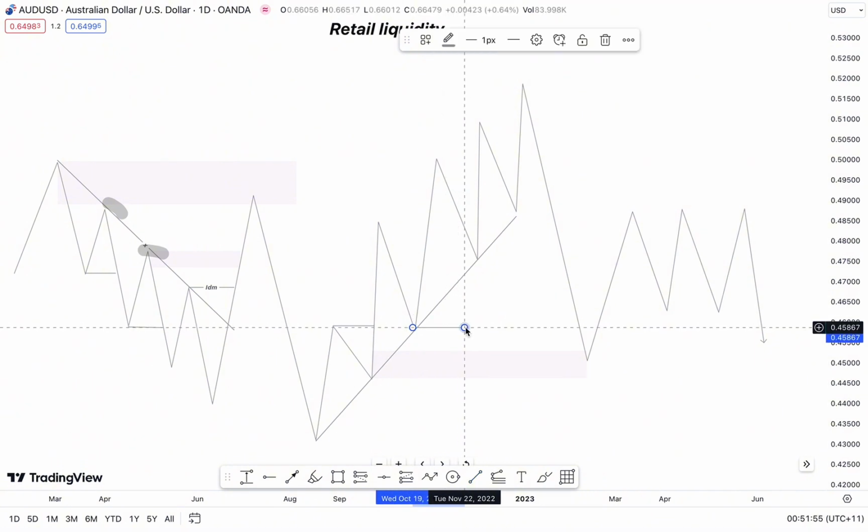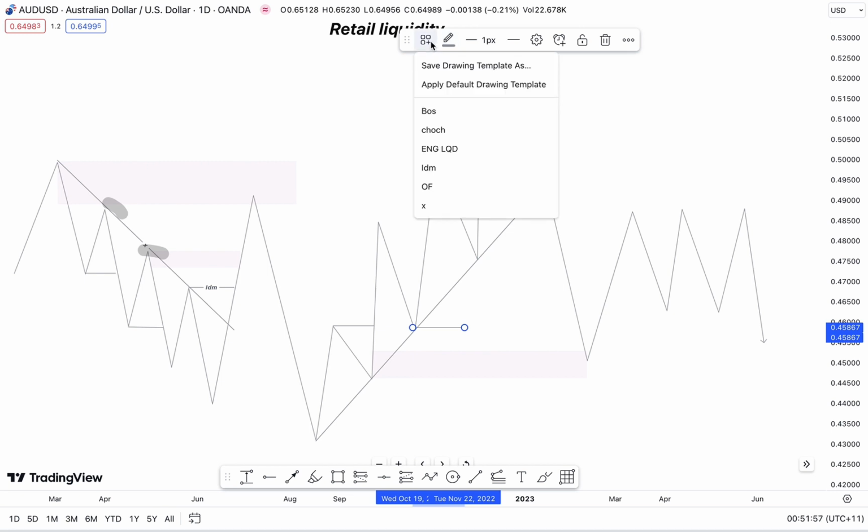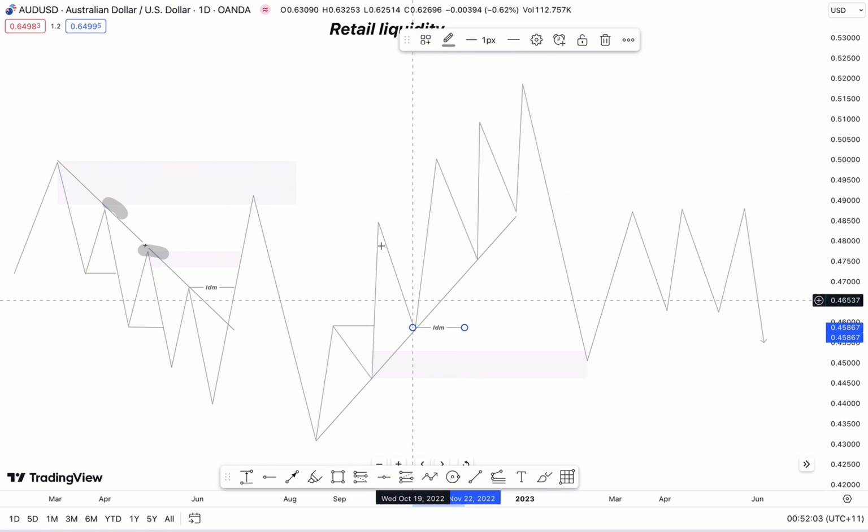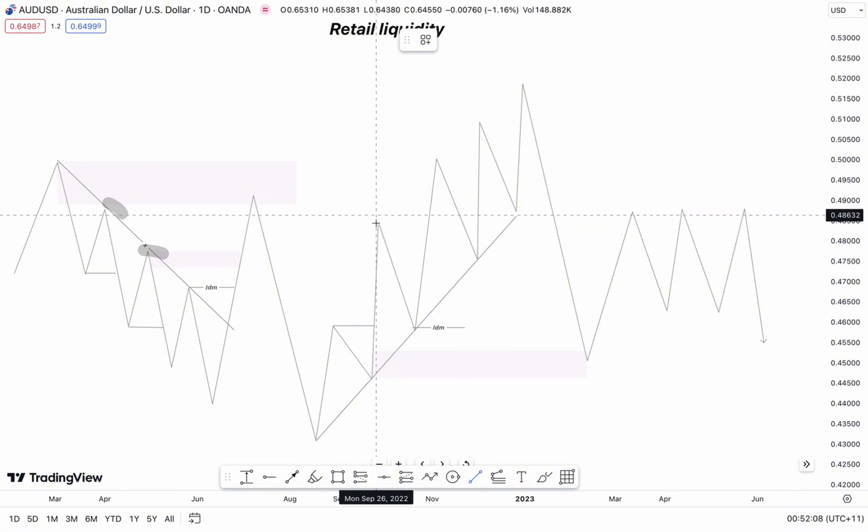I've said this in my earlier videos, guys. After a break of structure, the first pullback should invariably be identified as your level of inducement. We can see what happened here again. There was another break of structure here. So what would then happen? There's another break of structure here.